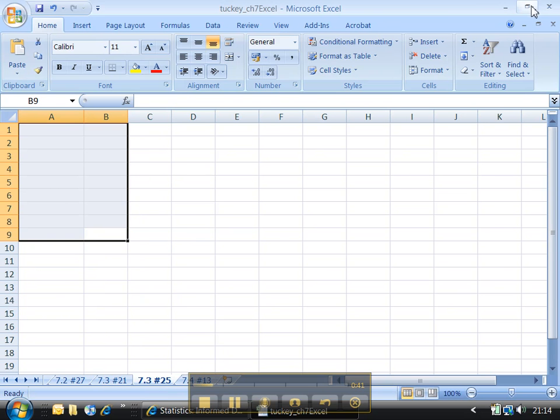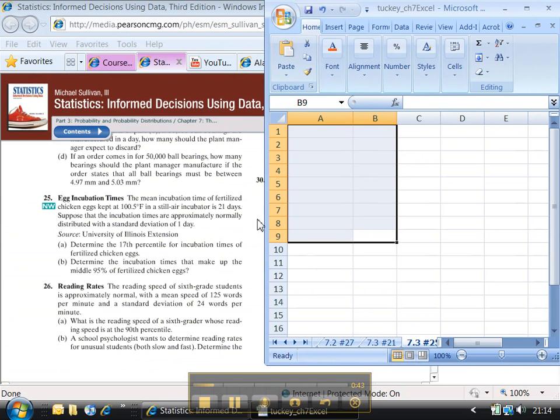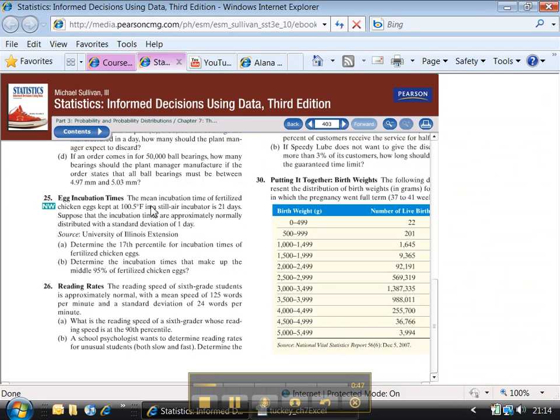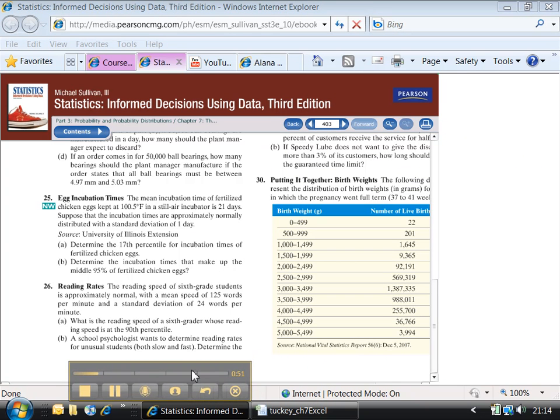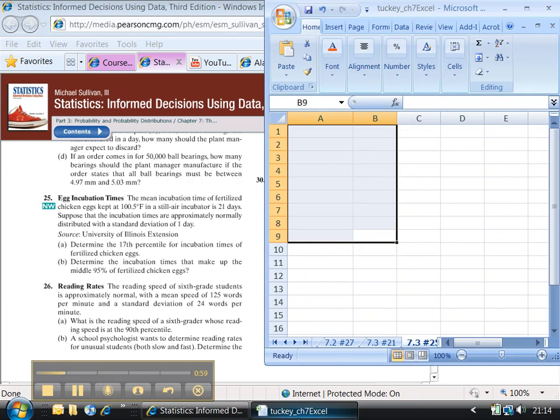All right, so we're moving on to 7.3 number 25. Let's see here. Here it is. We have the mean incubation time of fertilized eggs when they're kept at 100.5 degrees Fahrenheit is 21 days, and the standard deviation is 1 day, and it's normally distributed. Cool. Okay, so they want us to determine the 17th percentile.